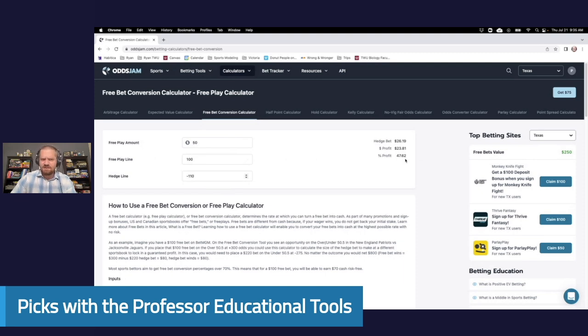And then you can see, well, what if I flipped it the other way? Would that actually change my percent profit? What if we did our free play on the Marlins and then did our hedge on the Rangers? You just check it out. Our free play line would then be minus 110, and our hedge line here would be even money, and our percent profit now, instead of being 46%, is 45%.